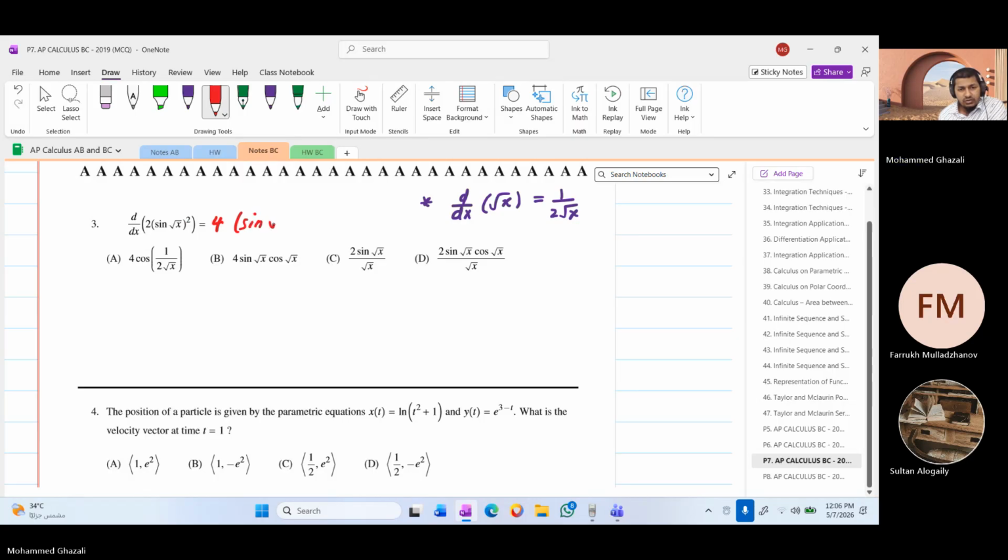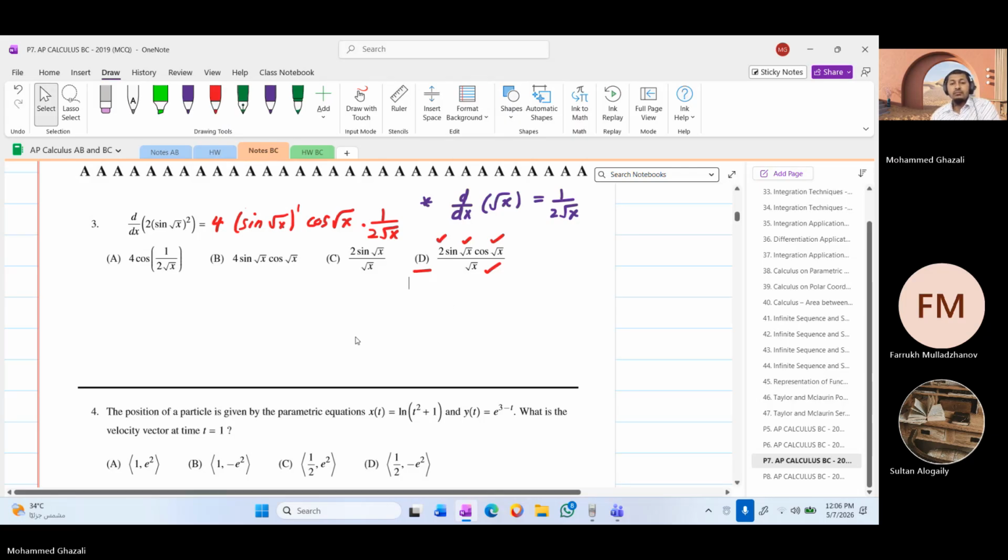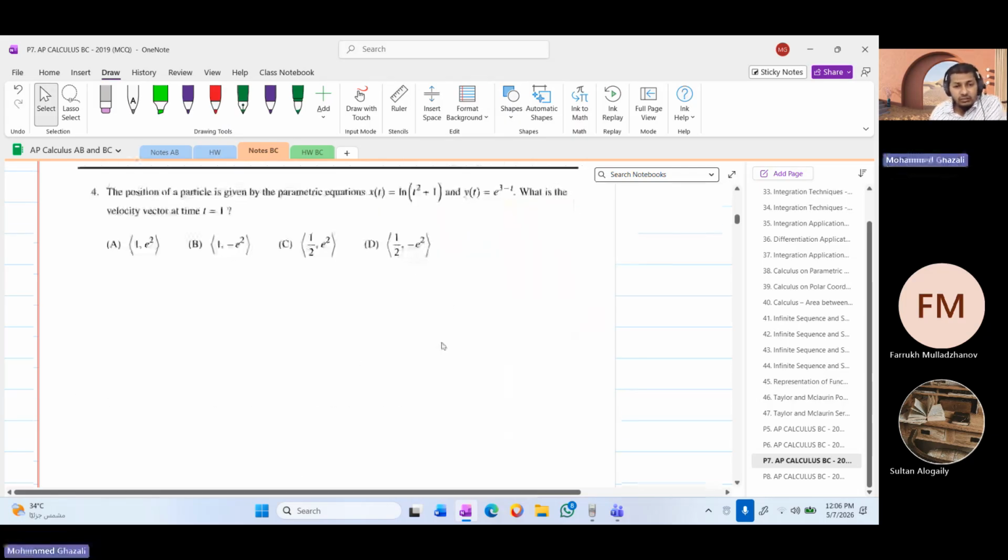Sine root x, take the power away, so just power 1. Then the derivative of the inside: the derivative of sine is cos root x, and the derivative of root x is 1 over 2 root x. You can see 4 divided by 2 is 2 on top. You need to have a sine root x, a cos root x, and a root x in the denominator. So that's the answer D. Easy.